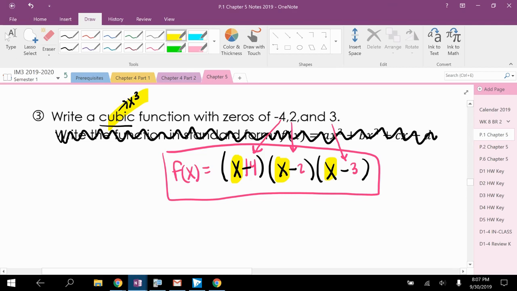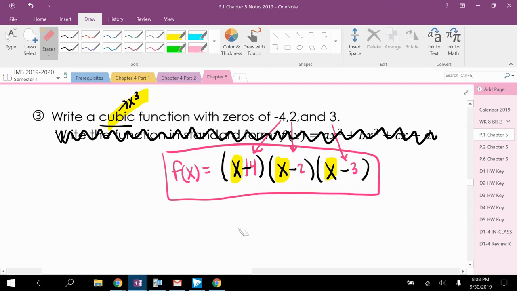And the zeros are negative 4, 2, and 3. And you could check that. Remember how you guys were really good at this yesterday when you solved for it. If you were to solve for this, you would get back negative 4. If you were to solve for this, you would get back 2. If you were to solve for this, you would get back 3. So you did it right. You can make sure that you did it right by checking it.